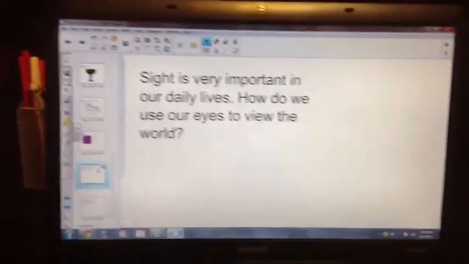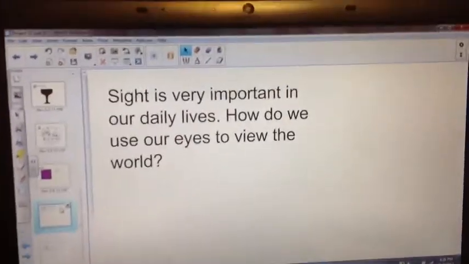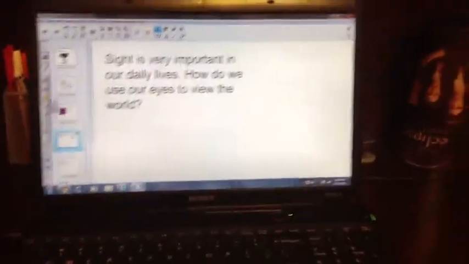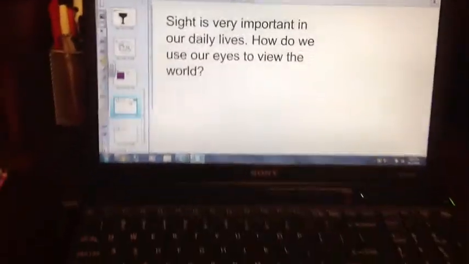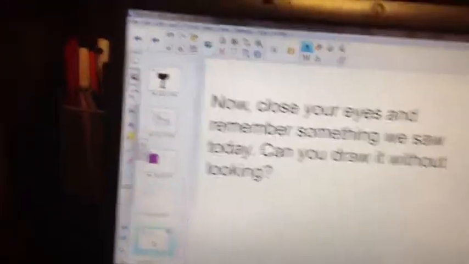Sight is very important in our daily lives. Who knows how we use our eyes to view the world? A lot of you will probably answer that we see so we can walk, we can see our friends, we can play games, and watch TV. These are all correct answers. Sight is a very important part of being a person.